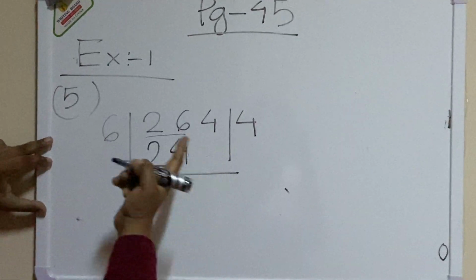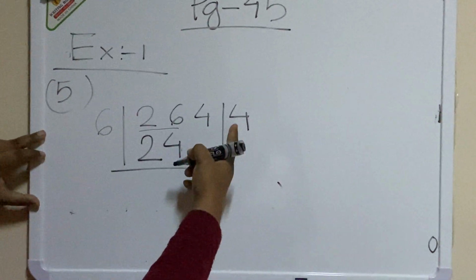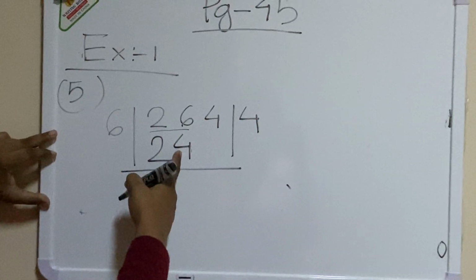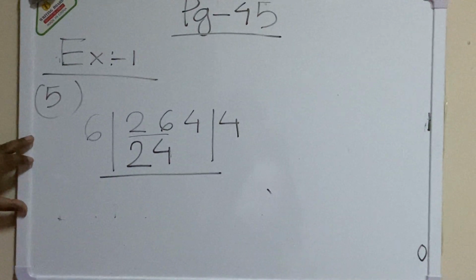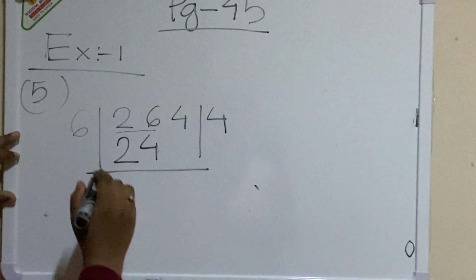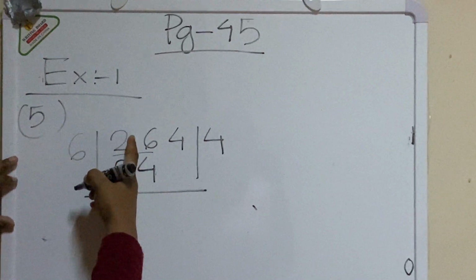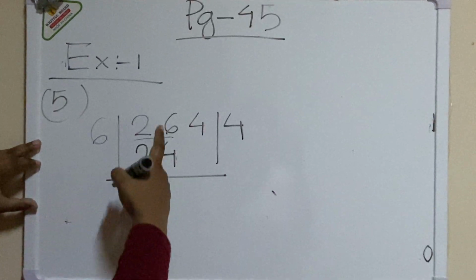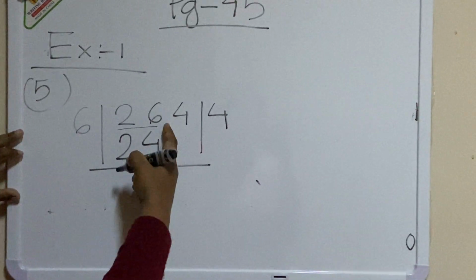The second one, which is multiplied with 6, I am putting in the quotient's place, and the result comes down. The number which I take into account to do the division. Now I find 26 and 24. I have to subtract this number.